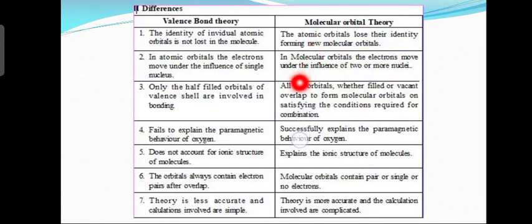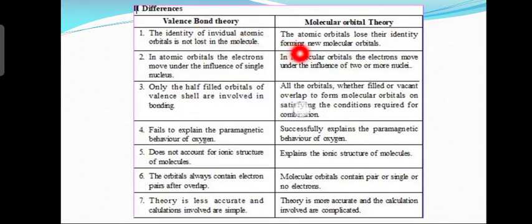Now here there are differences between valence bond theory and molecular orbital theory. What is the first difference? The identity of individual atomic orbitals is not lost in the molecule. According to valence bond theory, one of the postulates says that the identity of the individual atomic orbital is not lost while the molecule is formed. That is according to valence bond theory.